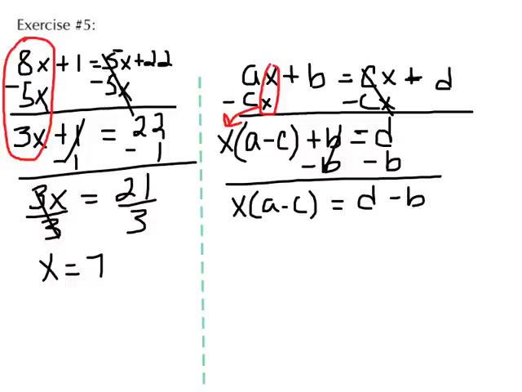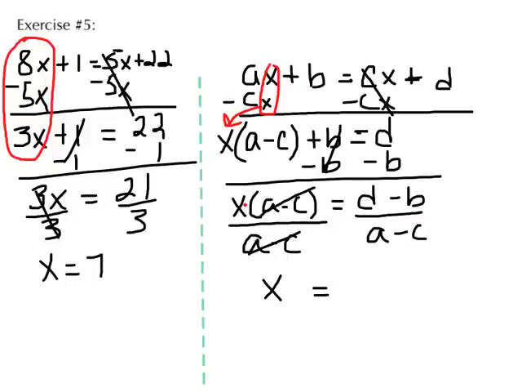I still want to get x by itself. So right here it's saying x times a minus c. So if I want to undo times, I would do division. So I'm going to divide by a minus c on both sides. I'll be left with x equals d minus b over a minus c.